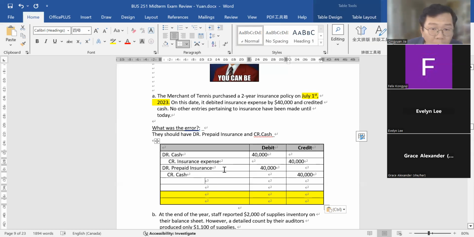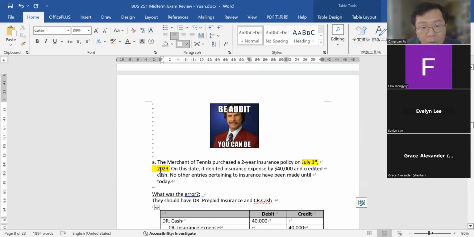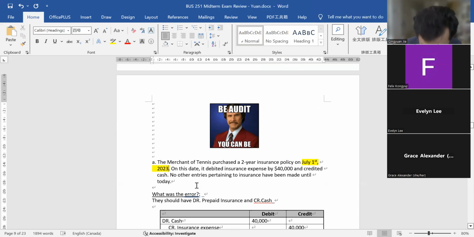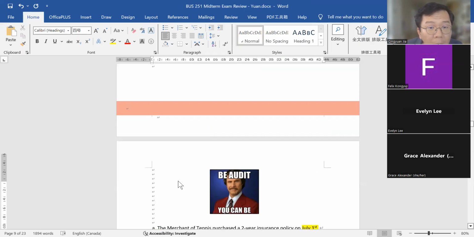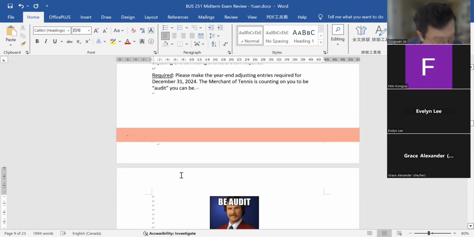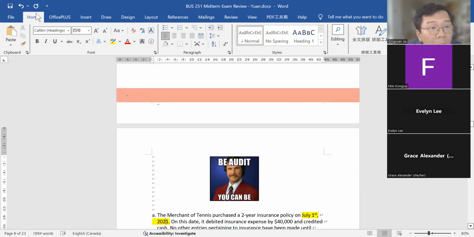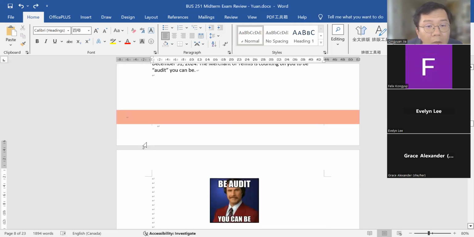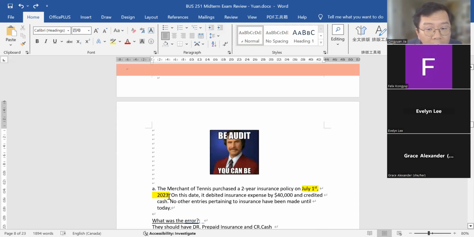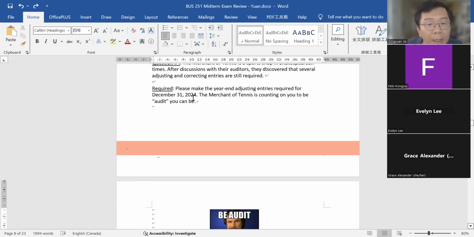And then, as you may notice, we pay this amount on July 1st, 2020. Oh, sorry, this is 2021. This is 2021. Okay, my mistake. This is 2023. And right now it's already the last day of 2024.